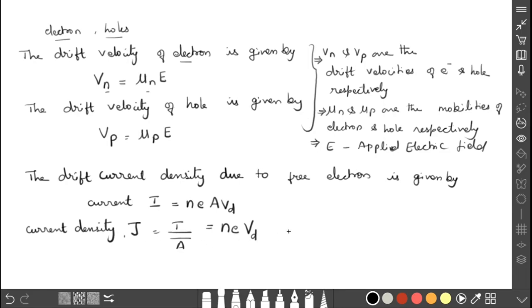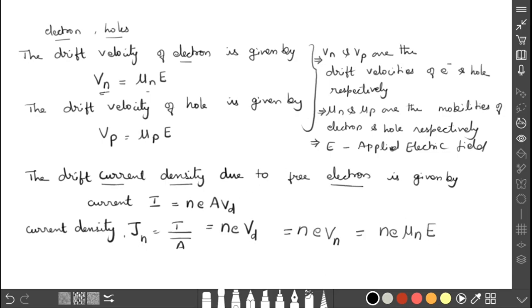So for electron, how can we write? N is the number of electrons, and E is the charge of the electron, and instead of Vd, I am going to write Vn. This is the drift velocity of the electron. So I am going to write N e Vn. What is the value of Vn? Instead of Vn, I am going to write mu n into E. So this I have written for J. What is Jn? Jn represents the current density of free electron.